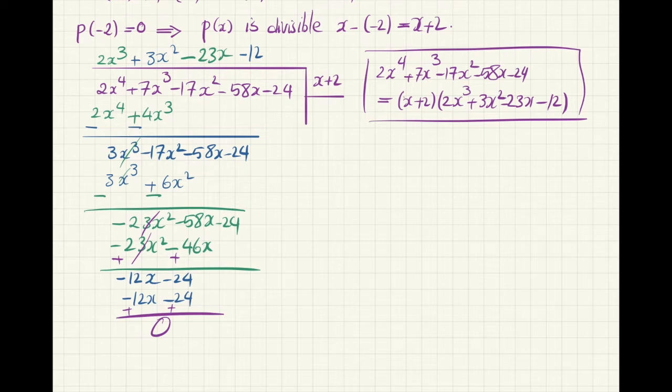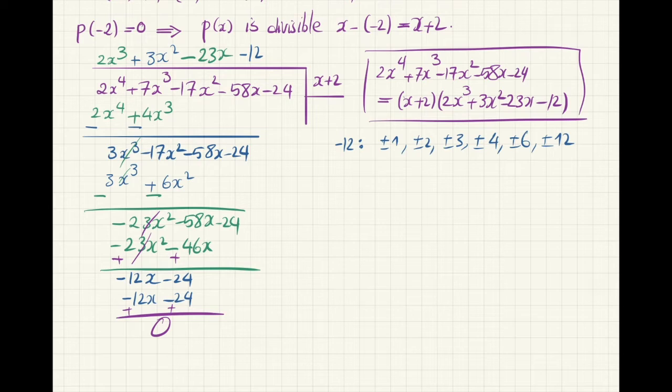This time, the constant term here is minus 12. So I would write minus 12 and I will list the factors. They are plus and minus 1, plus and minus 2, plus and minus 3, plus and minus 4, plus and minus 6, and finally plus and minus 12. We need to check them again one by one.